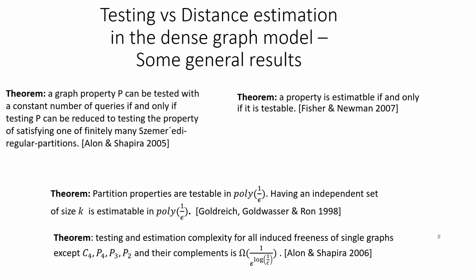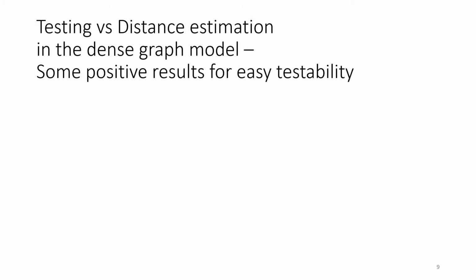As this is higher than a polynomial in 1 over epsilon, these properties were shown not to be polytestable and thus also not to be poly-estimable. Nearly all induced H-free properties not covered by the above lower bound, which is a finite number, are shown to be polytestable.